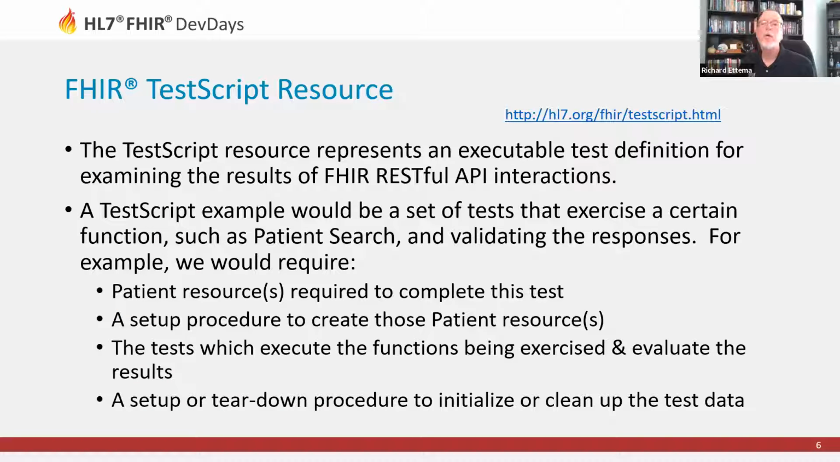The test script resource itself, again, first-class resource within the FHIR specification. It is that representation of the executable test definition for looking at the results of those RESTful API interactions. So an example that I like to give here is very simply, what if we wanted to test something like a patient search and then validate the response or responses? Well, for example, we might require to support that a number of existing patient resources. So they might already exist on the system under test, or you might think about things like the setup within a test script. Maybe we could create what we needed for the search.